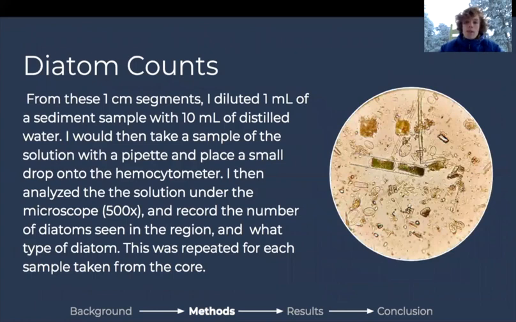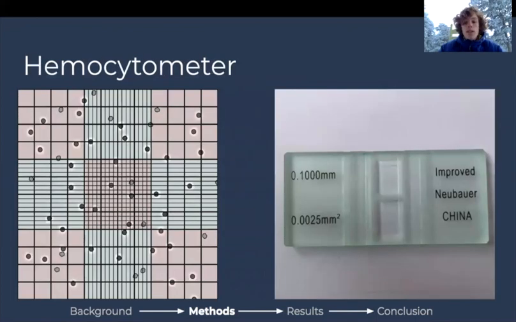So how was I going to get these variables? First off, with diatoms, the method I used to analyze for diatoms was that I would grab every 7 centimeters on the core, chop it off, and take 1 centimeter of that. Then I would take 1 milliliter of it and dilute it with 10 milliliters of distilled water, which I would put in a thing called a hemocytometer.